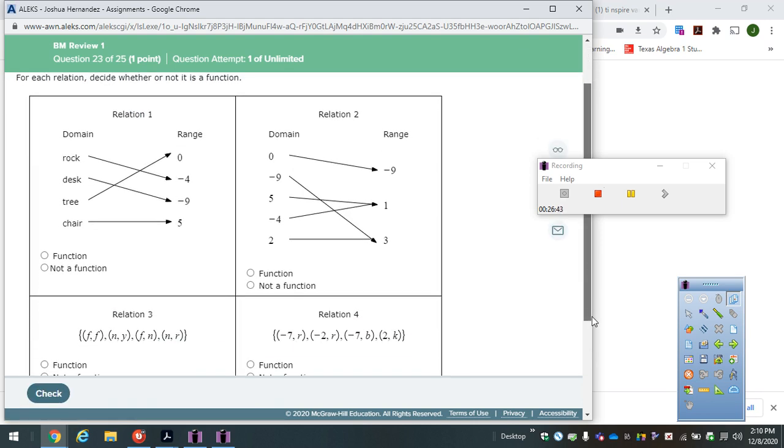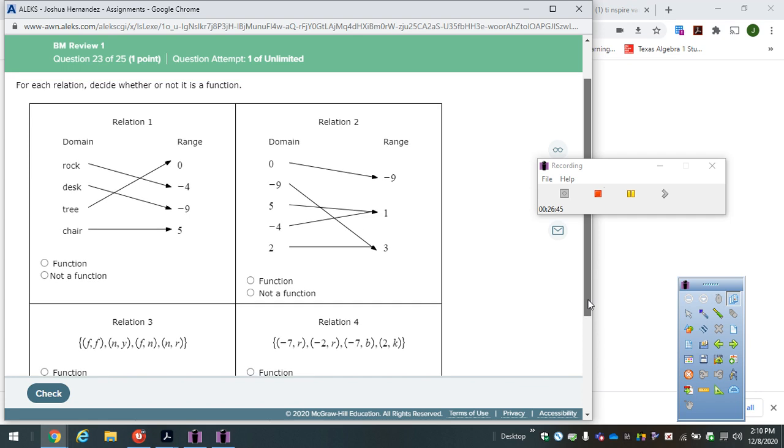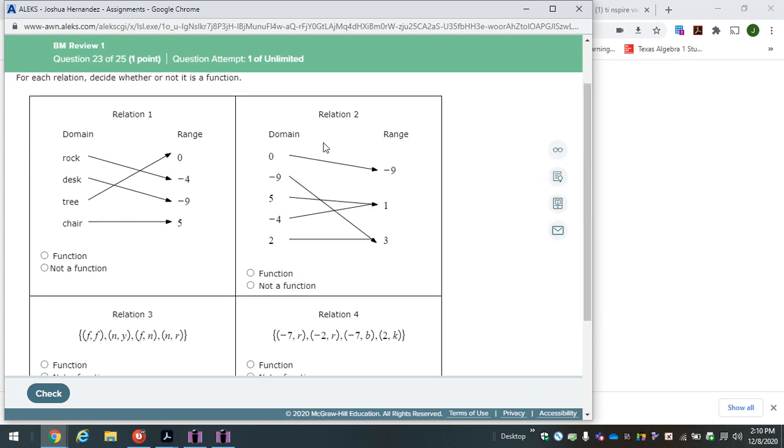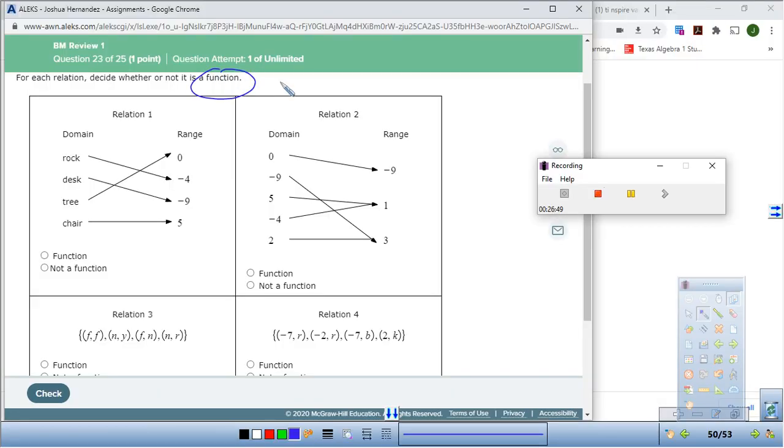This one we do need to know how to do. This one's super easy. Okay, function. For it to be a function, it has to be 1 to 1. This one goes to 1, this one goes to 1, this one goes to 1, this one goes to 1. Function.